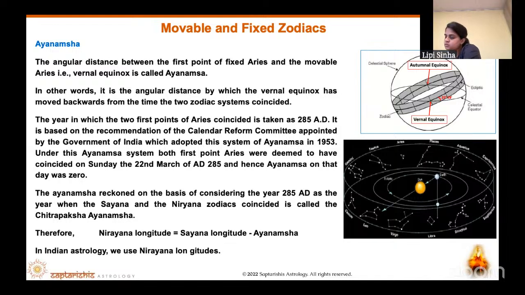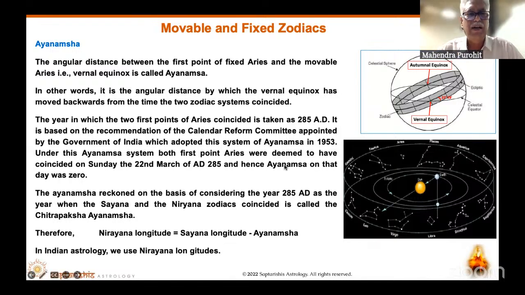In the year 1950, the Government of India constituted a Calendar Reform Committee. That committee gave a report in 1953, and they said that in 285 AD the vernal equinox was the same as the Aries of our system. So there was no difference at this point. If we take 285 AD into consideration, then the vernal equinox and the Aries starting point will be the same. So the ayanamsha was 0 at that time.